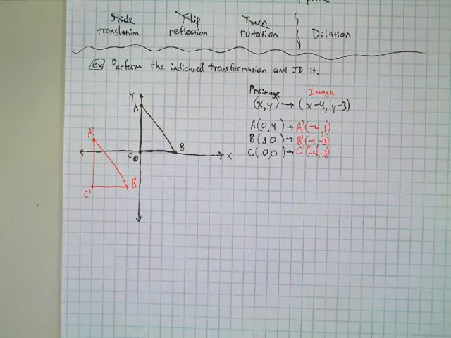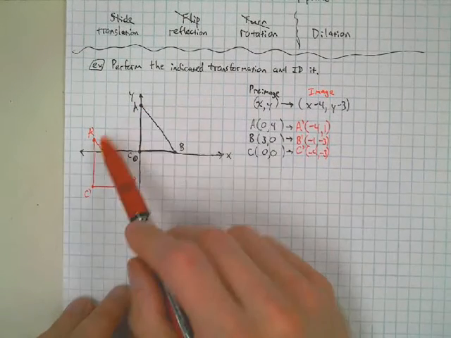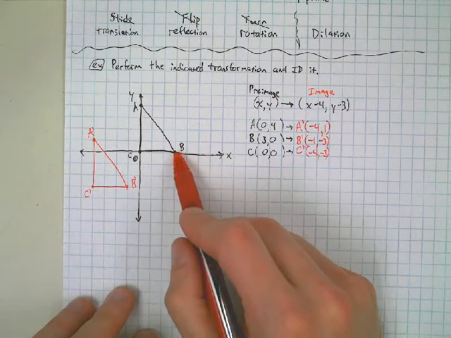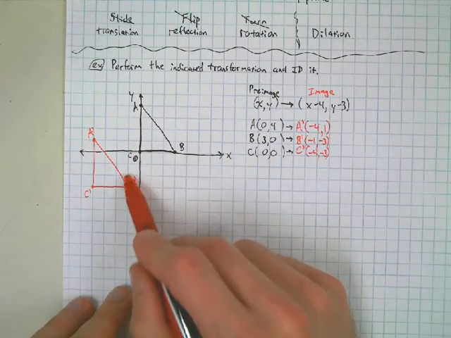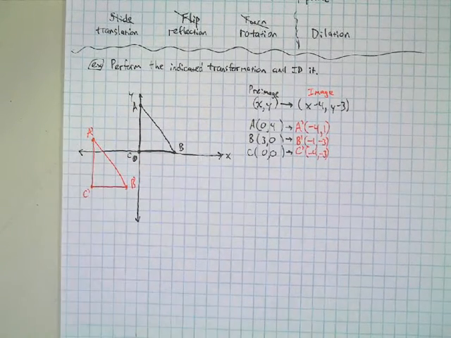Yeah, Tanner. It translates left 4 and down 3. Exactly right. If you go from A to A prime, you go left 4 and down 3. From B to B prime is the same thing, right? Left 1, 2, 3, 4, down 1, 2, 3, and C to C prime is left 1, 2, 3, 4, down 1, 2, 3. Okay?